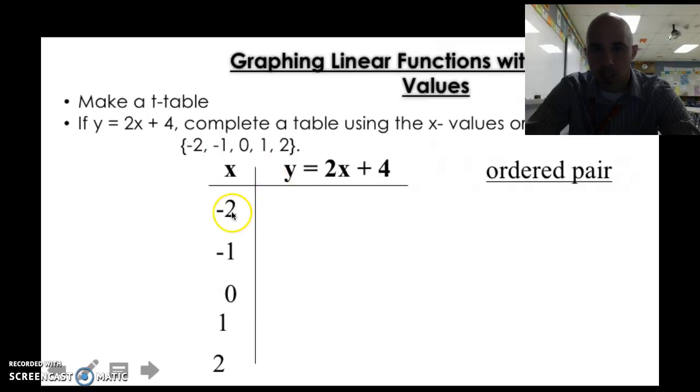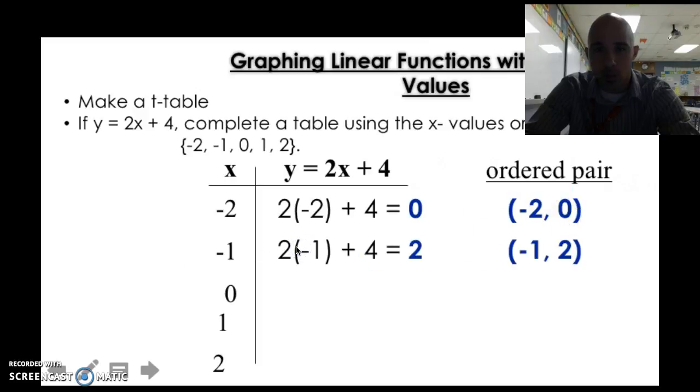So let's take that -2 and substitute it into the x. 2 times -2, which is -4, plus 4 equals 0. So when you input -2, your output is 0. That's going to be your ordered pair. This is what you're going to graph on the x and y graph. At -1, 2 times -1 equals -2, plus 4 equals 2. Your input, your output. Your x, your y.